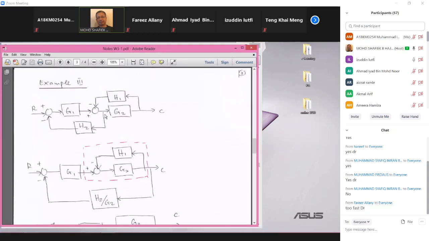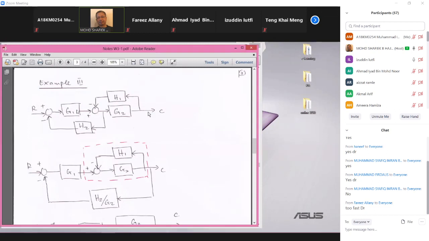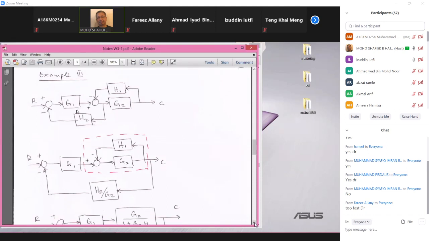So when we move to the front of g2, we must multiply by 1 over g2 here. We are moving that takeoff point to the front of g2, therefore you need to multiply by 1 over g2 so that you get back the original signal. Okay, I hope that I explained that clearly now.